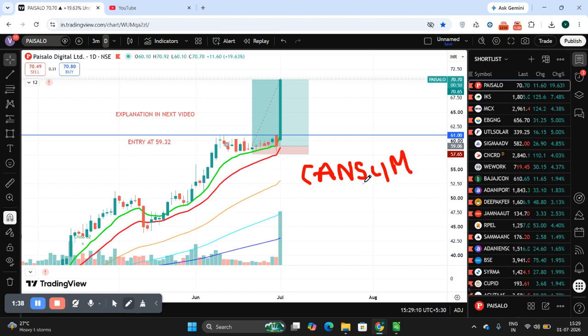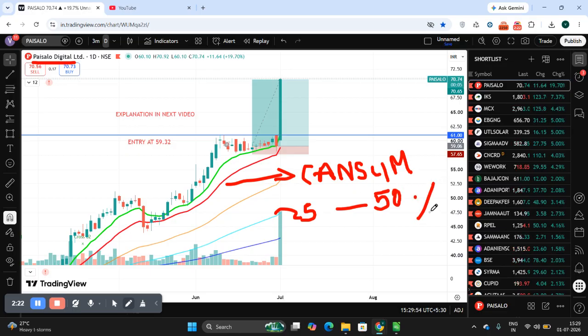C is, first of all, why I'm into this stock: because I shortlisted Paisalo before, and I was keeping a watch on it. So how did I check it? It was explained in my last video. For current quarterly earnings, I look for companies whose current quarterly EPS is significantly up, ideally a minimum of 25 to 50%.